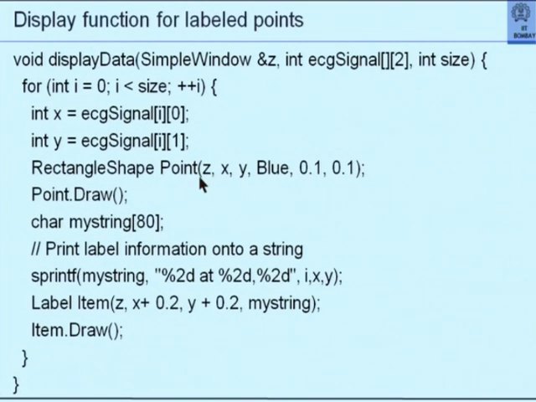Now, what are the parameters of this? When I create this object, I am specifying Z, X, Y, blue, 0.1, 0.1. That means X is this, Y is this, blue is the color, 0.1 by 0.1. And in which window do I want to draw it? The window pointed to by Z. And Z is the pointer I have got. Z is the name of the window.